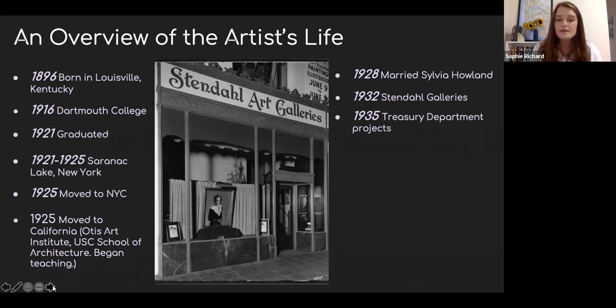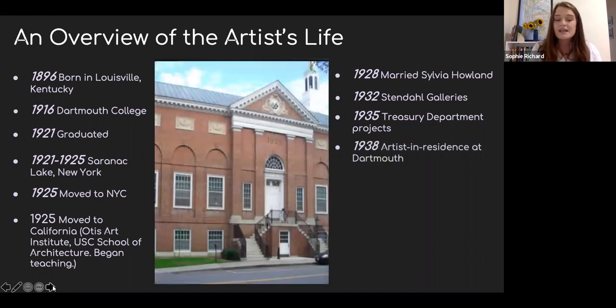Sample was then granted a sabbatical from UCLA for the academic year 1937-8, where he toured the nation's ports for several months, working on a commission from Fortune magazine. However, in 1938, he accepted a position as artist in residence at Dartmouth College, where he had a studio at Carpenter Hall, and he and his wife, Sylvia Howland, rented an apartment in Hanover. Though not required to teach, he offered watercolor classes for Dartmouth students and gave lectures on painting to alumni.